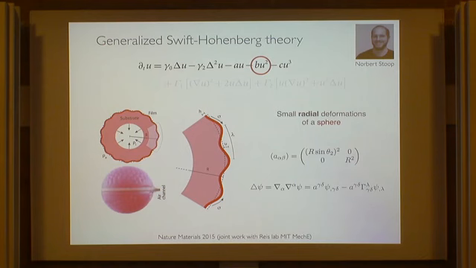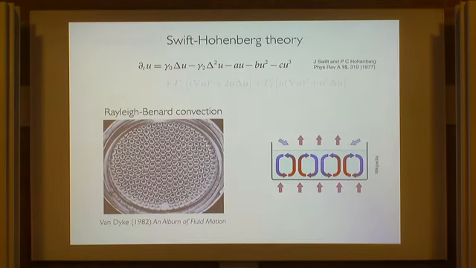Good. This was known in a completely different system, because this type of equation was originally derived for Rayleigh-Bénard convection. So what is Rayleigh-Bénard convection? When you take a pan, put in some water and heat it from the bottom, you will see that hot liquid rises up and colder liquid falls down. And if you're in the right regime, you will see these convection rolls.